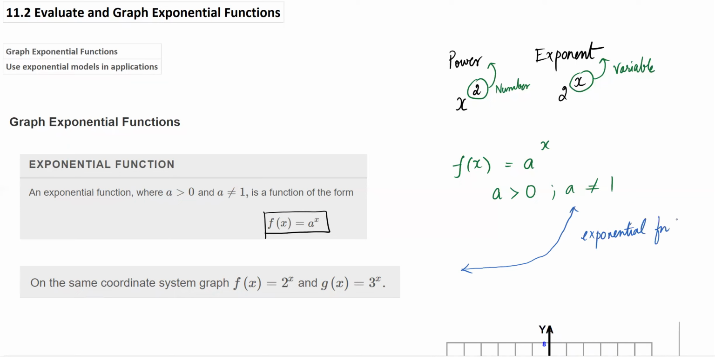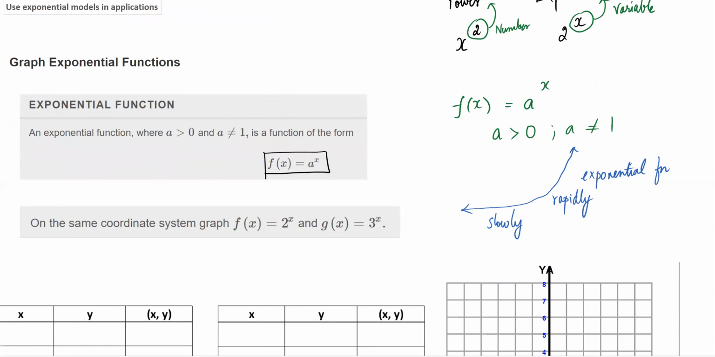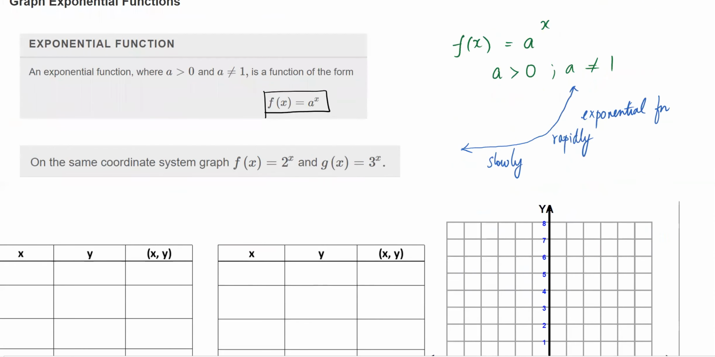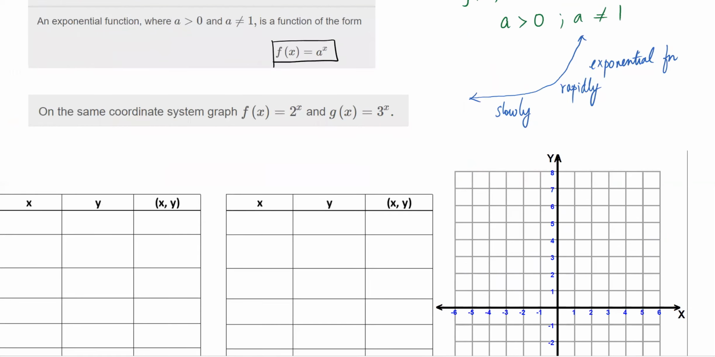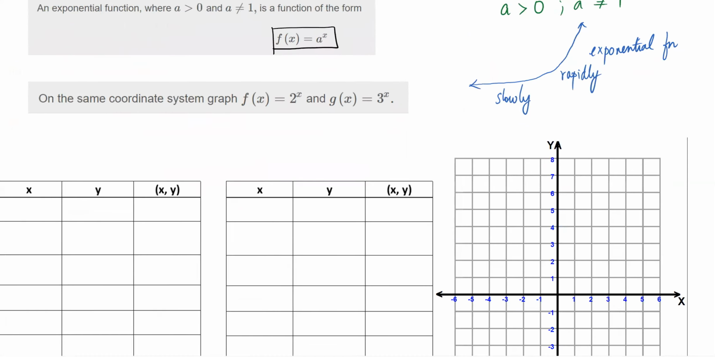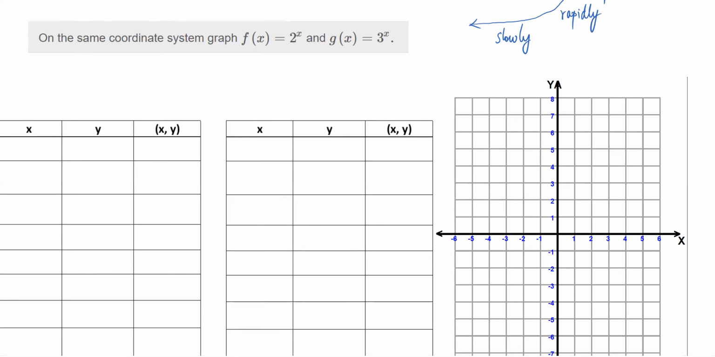It is not a line. A line is steady growth, right? It's very predictable. But an exponential function climbs rapidly. Slowly here, and let me write that here, and rapid movement in a quick period of time. So that is the kind of shape we're going to expect in these graphs. So they're asking us to graph f of x equals 2 power x and g of x equals 3 power x on the same grid. Now because we expect a curve, we always go for 5 points.